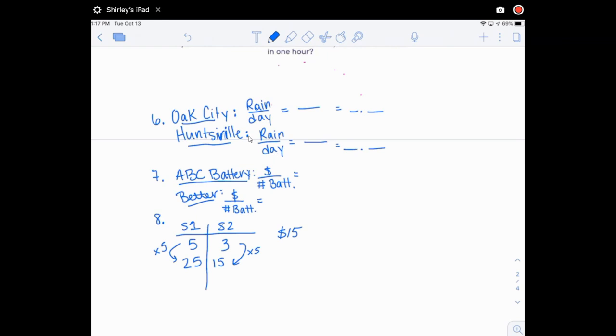Okay, again, I apologize, I don't have those numbers written here. The Nearpod where I have it saved is having some technical difficulties, but go through the process here. Find your ratios and compare them. Rain divided by day, pick the larger value. Price divided by batteries, pick that smaller value. And here's your answer for number 8.